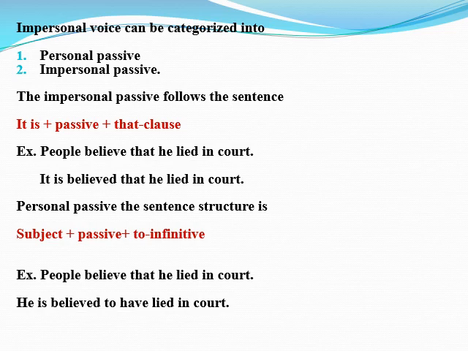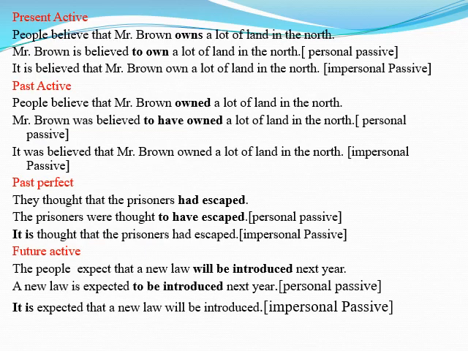Personal passive, the sentence structure begins with the subject. Subject plus passive plus infinitive. Just to take the same example, people believe that he lied in court. So, he is believed to have lied in court. Basing on the rules we saw in the previous slide, we can change a sentence to personal passive and also to impersonal passive. Take the first example.